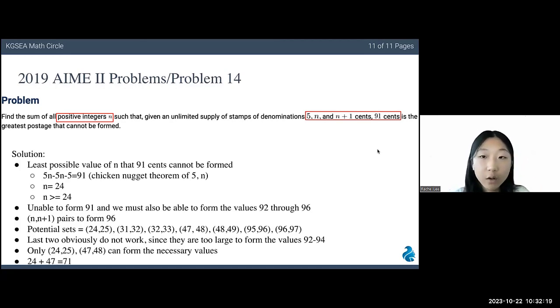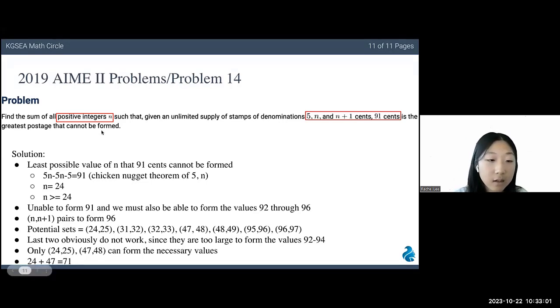We can first right away use the chicken nugget theorem to find the least possible value of n for which 91 cents cannot be formed. Using the chicken nugget formula, we can say that 5n minus 5 minus n minus 1 equals 91, so n is 24 at the smallest, which means that n should always be larger than or equal to 24. And even though we must be unable to form 91, we must also be able to form the values 92 until 96.